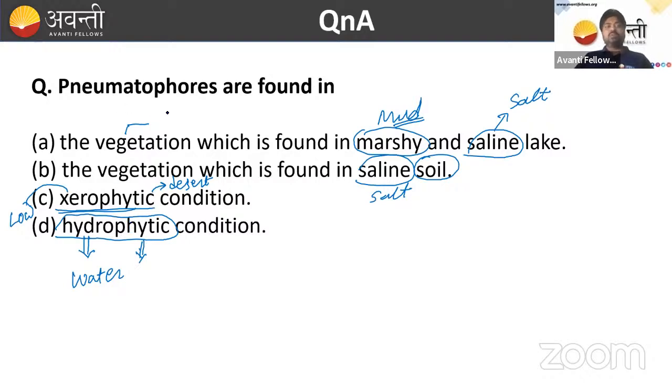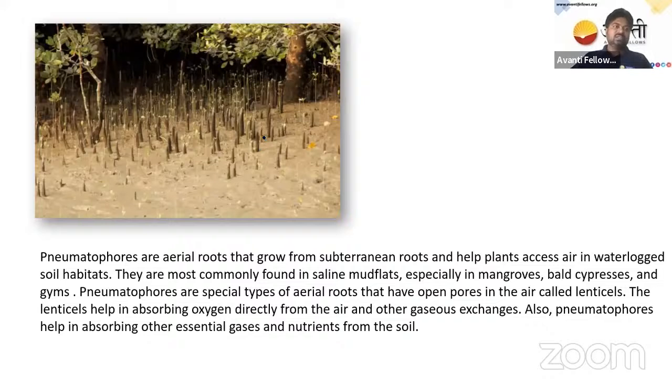Pneumatophores. Then what is meant by pneumatophores? Pneumatophores are some type of roots you can see on the screen. These are the pneumatophores and these are the roots. This root comes out from the soil on the above side. Here you can see these roots come outside the soil, but the orientation of the root is upward. ठीक है, इसका orientation upward है, and it is found in the mangroves. मैंग्रोव्स में हमें ये देखने को मिलता है.